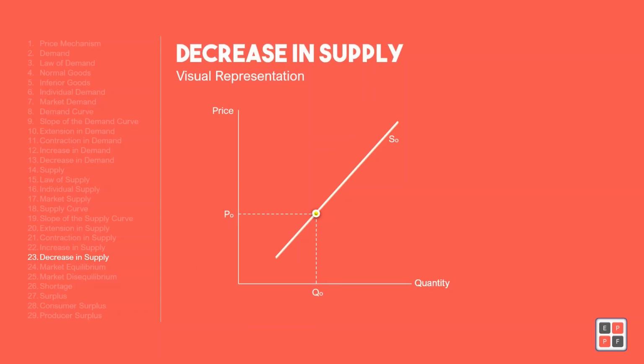A decrease in supply is shown as the supply curve shifting backwards from S0 to S1. The price will remain the same and the quantity supplied is going to fall from Q0 to Q1.